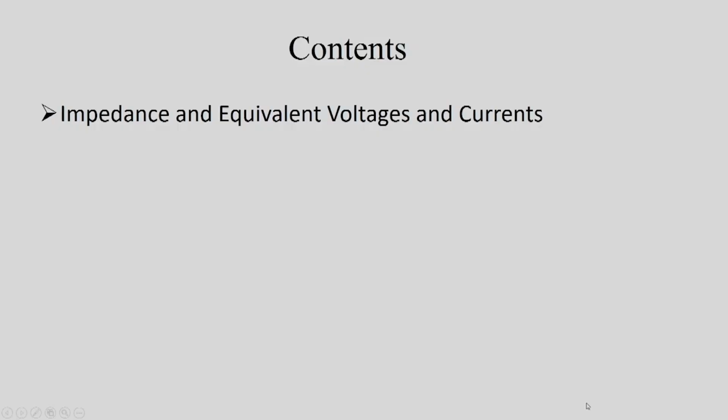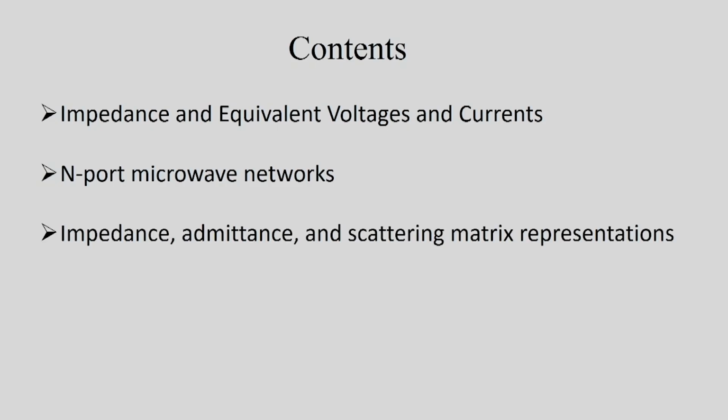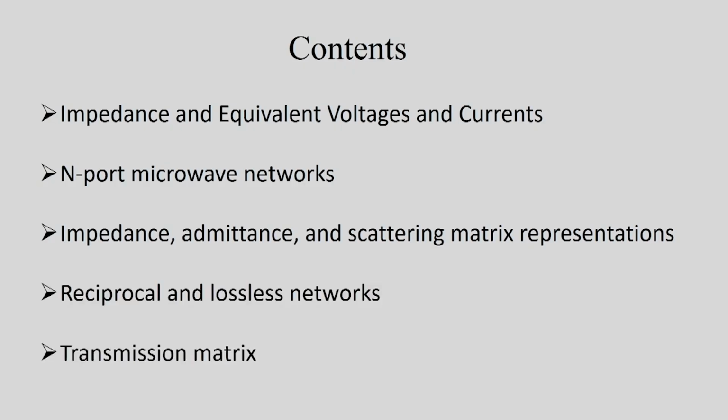So, we start a new module, microwave networks and scattering matrix. In this we will cover the following contents: impedance and equivalent voltages and currents, N-port microwave network, impedance, admittance and scattering matrix representations, and reciprocal and lossless networks. Also, we will discuss the transmission matrix.